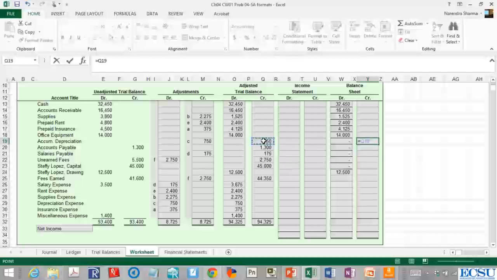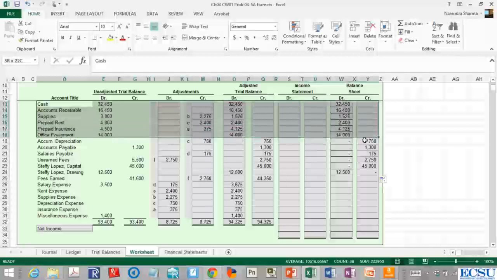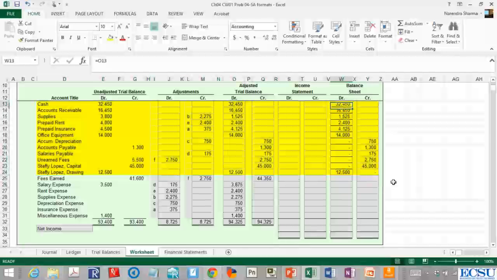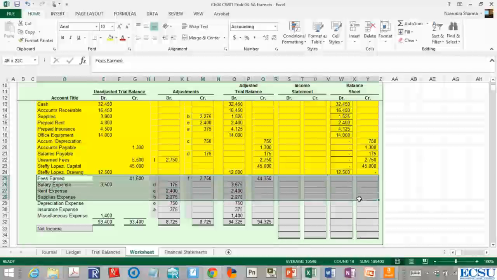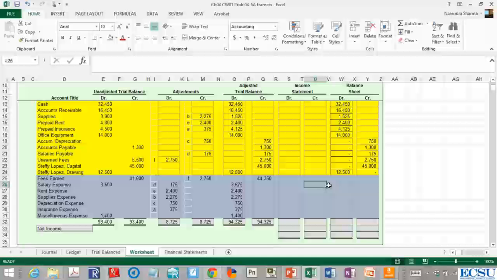Here also the same thing: everything that's in the trial balance should go to the same side. That's why I'm taking it to the credit side, and it should be till here, because till here this is all assets, liabilities, and the drawings account. So these are the balance sheet accounts. That is why I'm putting them in the balance sheet columns. Now the remaining items, from the fees earned below, are your income statement items. So let's take them to the income statement.